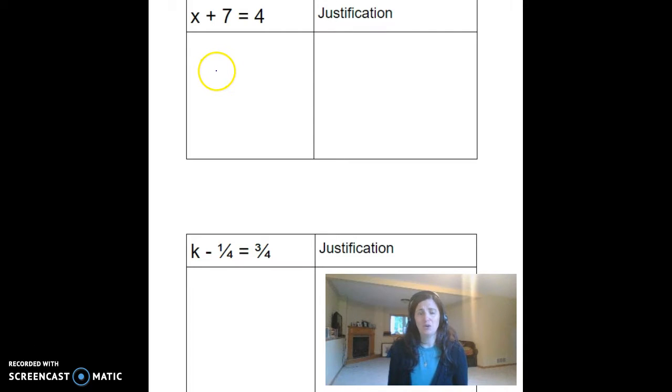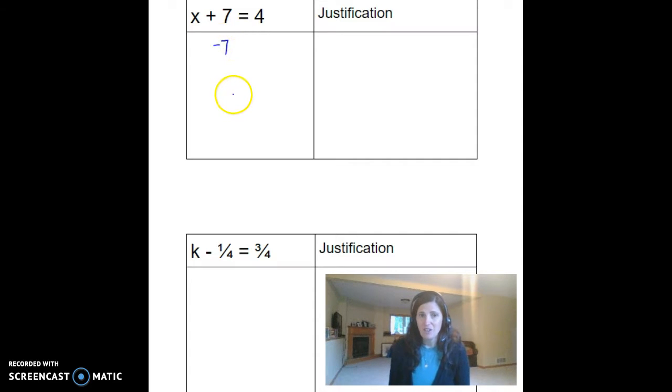So whenever we're solving equations, we always want to start by asking ourselves what operation is being done. And right now, 7 is being added to our x. So we want to do the opposite thing. The inverse operation of addition is subtraction. So we are going to subtract 7 from our variable.